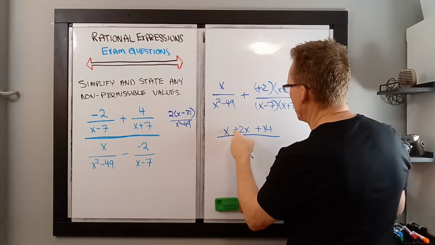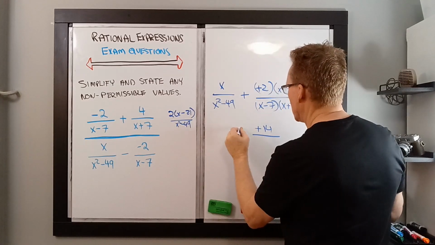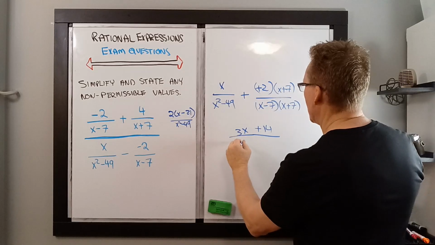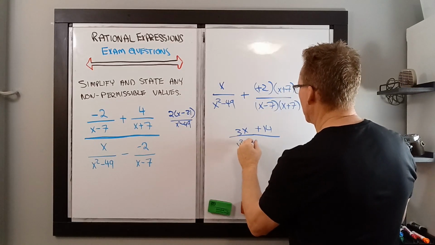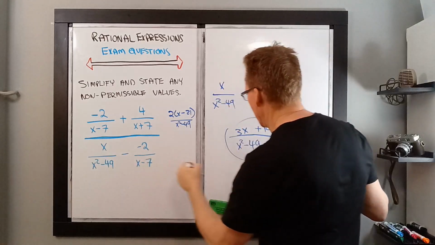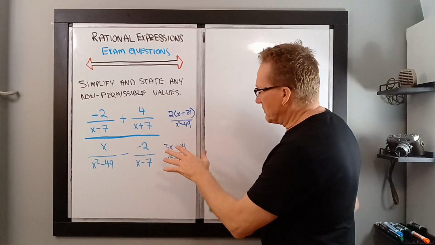Let's add this up. We get 3x. There we go, 3x, that's the numerator. The denominator is x squared minus 49. So this here is this entire denominator here. I'm going to rewrite this right here, nice and neat. Okay, well, you can see we're getting closer.